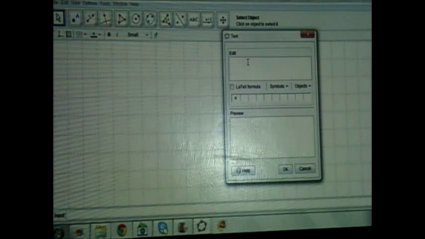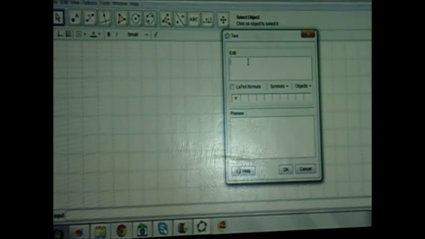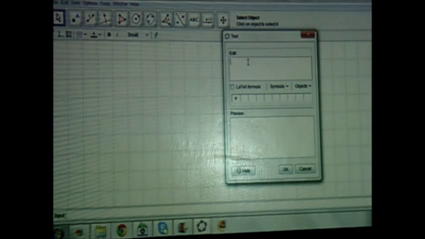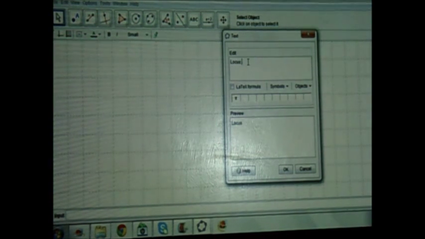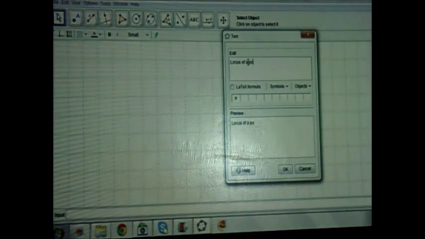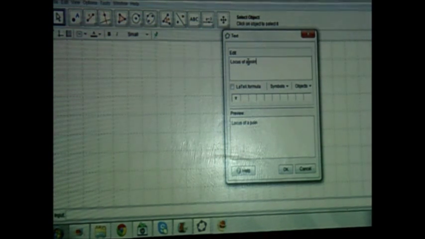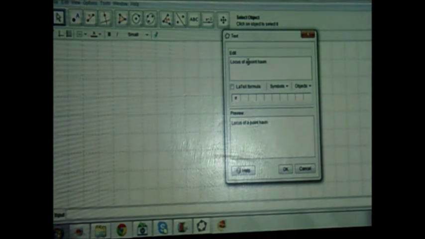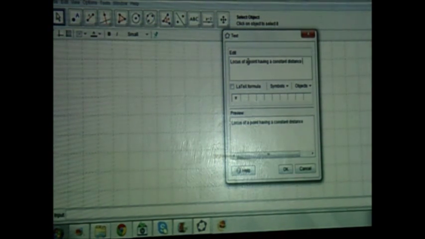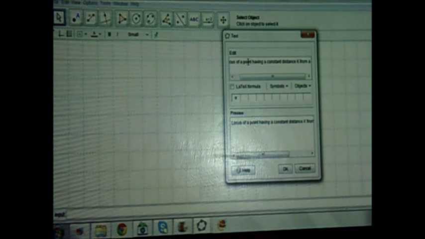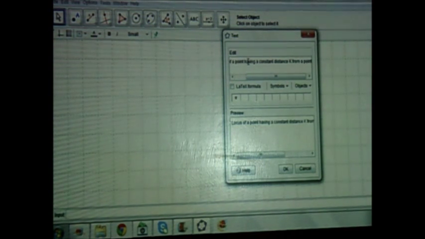I will start with case 1. In this case, we want to discuss a locus of a point having a constant distance from a fixed point. So we want to learn a locus of a point having a constant distance, let's say k, from a point which is fixed, let's name it O.